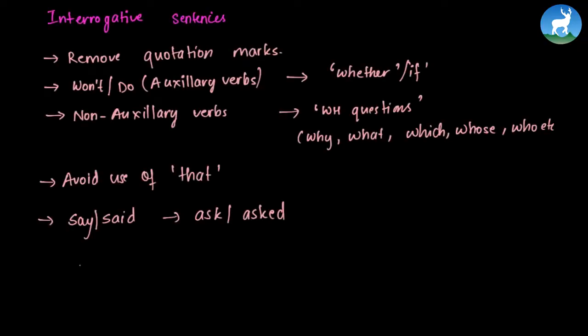These are some of the basic rules to change an interrogative direct speech to indirect speech. The first rule says to remove the quotation marks, which we have been doing. The second rule says if in a sentence there is an auxiliary verb, or the sentence begins with an auxiliary verb like will or do and many others, replace it with whether or if. Also, if the sentence does not begin with any auxiliary verb, then we use WH questions like why, what, when, where, who, whom, whose, etc.